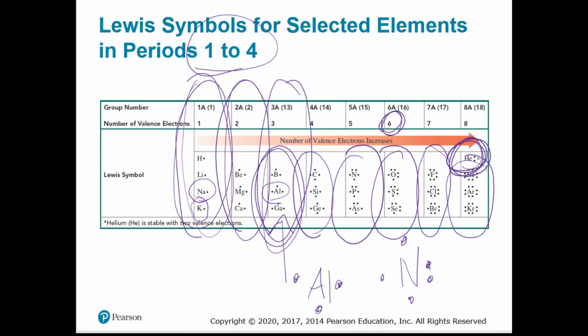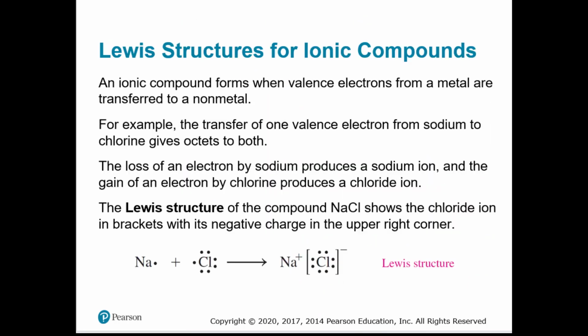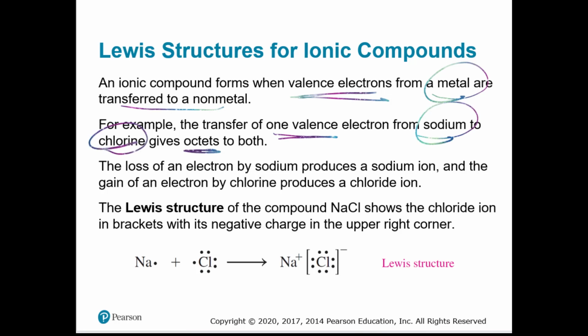Now helium is the only time where I would put 2 electrons on the same side. We want to show that helium doesn't have any lone electrons that want to bond. Helium is full. An ionic compound forms when valence electrons from a metal are transferred to a nonmetal. For example, the transfer of 1 valence electron from sodium to chlorine gives octets to both. The loss of an electron by sodium produces a sodium ion. So sodium wants to lose 1 electron. And when it does that, it then becomes like the noble gas that's right before it.